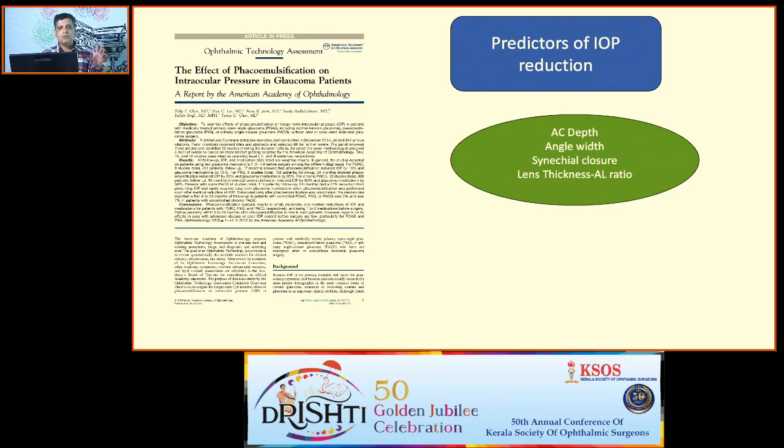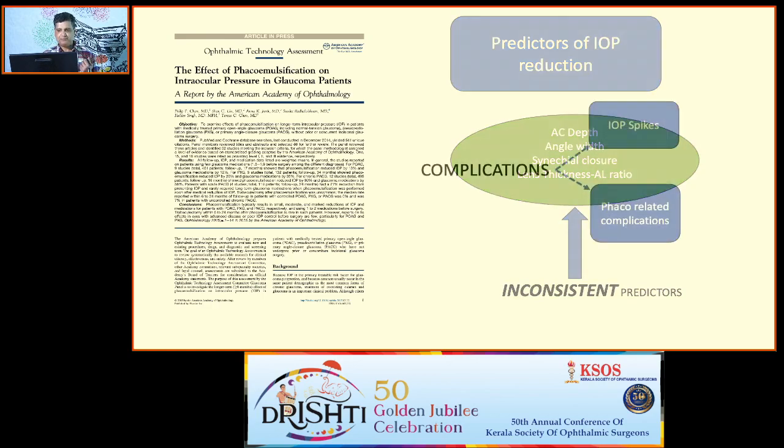So some studies found some correlation between, say, a low pre-op AC depth associated with a good IOP reduction, but not in all studies. So these were inconsistent predictors.